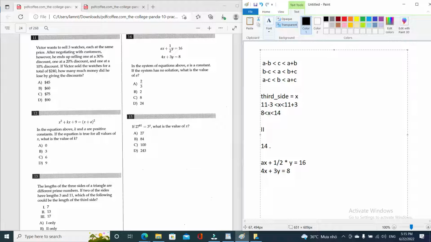Here we have 3y, so I want the first equation to have 3y too. A half times 6 is 3, so we're going to multiply both sides of equation 1 by 6. We multiply this side by 6, and also this side by 6. It's not 1, it's 6.